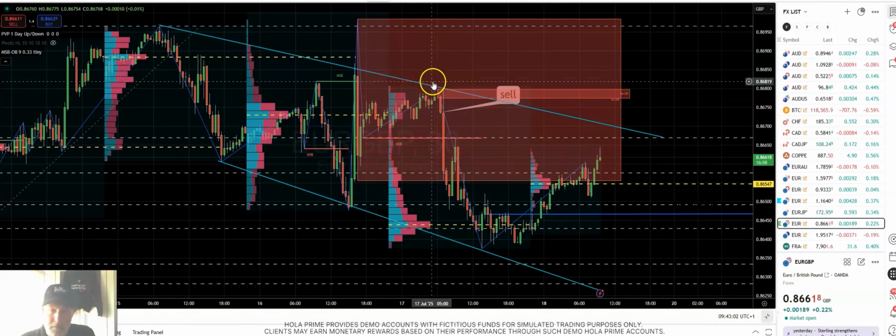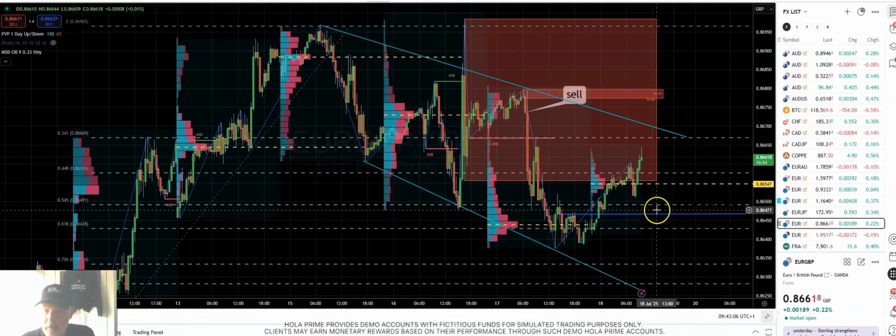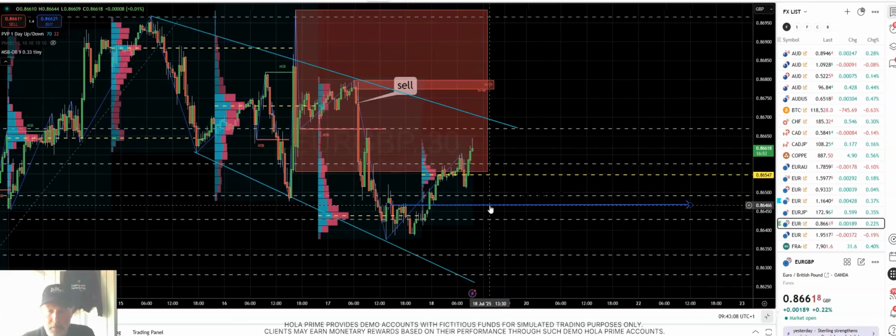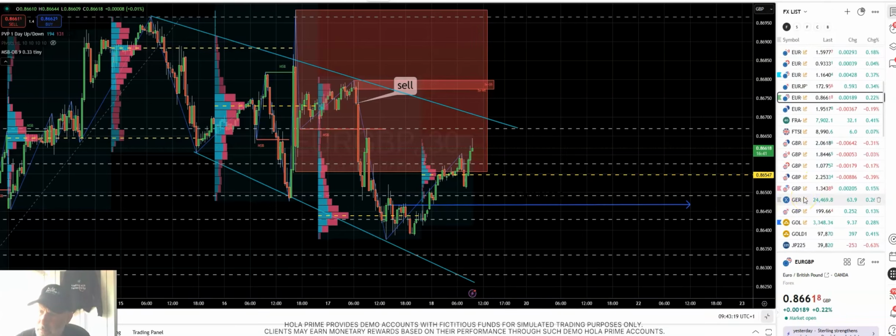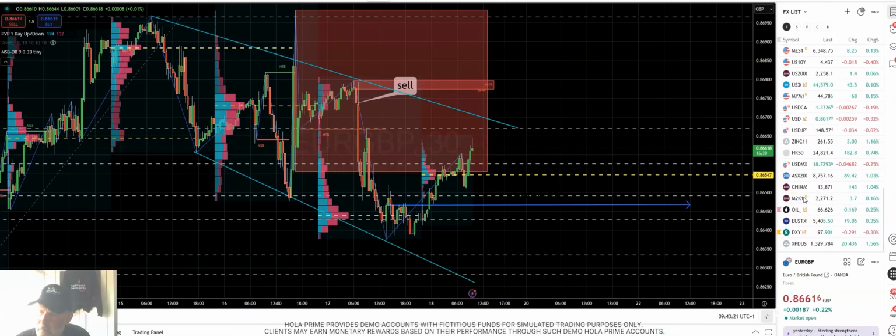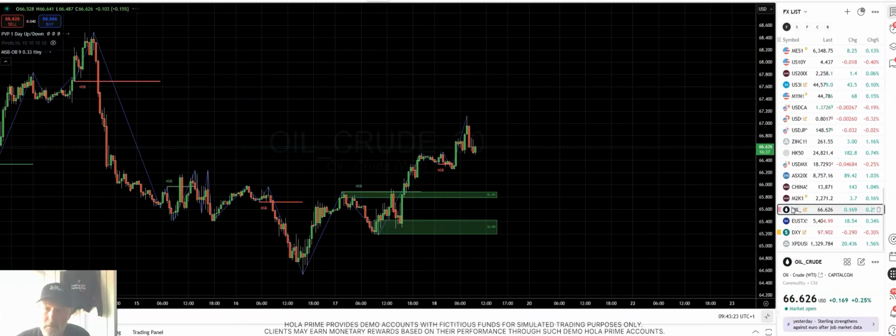So like I said, got in here, I've just put a line, there's a blue line across the chart where we got out, which was at 86.47. Oil, let's have a quick look at oil. I don't know why I haven't highlighted that on the chart.